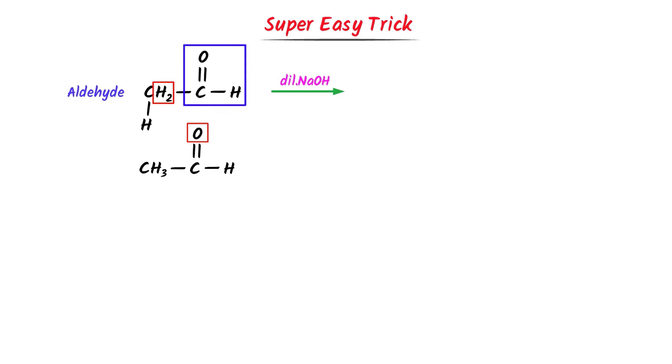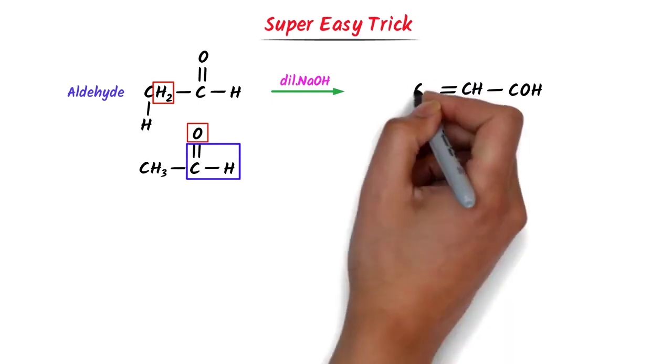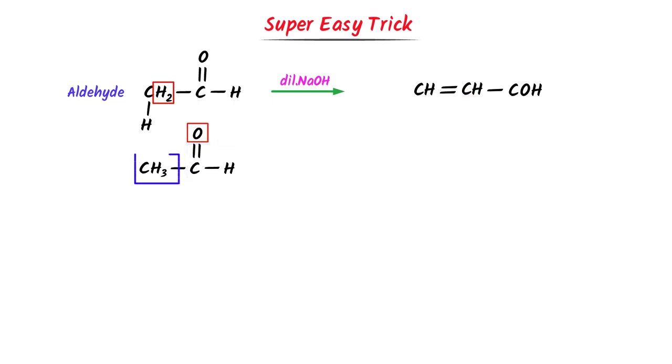Hence, I take this COH, I write it here. This alpha carbon has lost 2 hydrogen atoms, I write only CH. I take this CH and double bond. I attach it to this carbon. I take this CH3 and I write it here. Lastly, I write H2O. Hence, this is the aldol condensation.